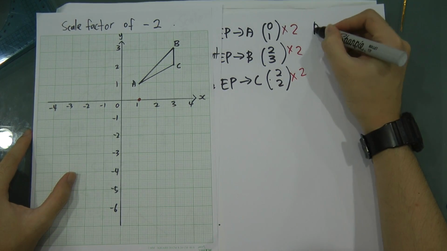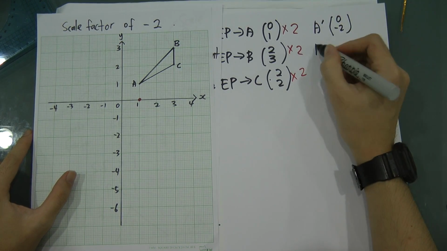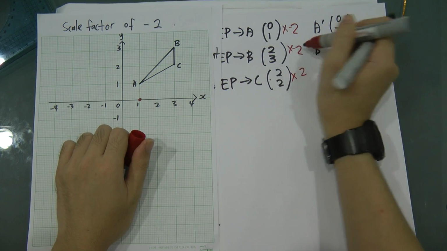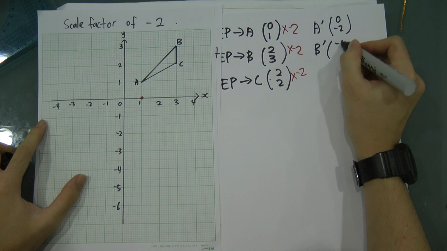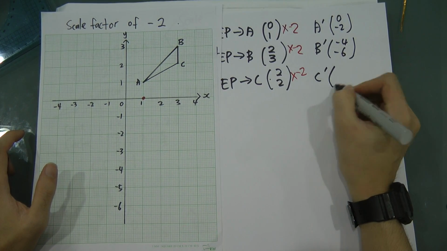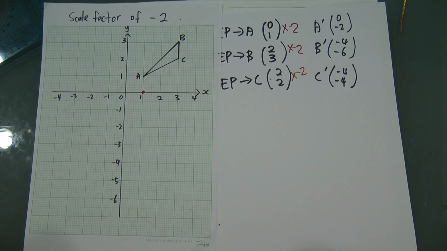So I can find my A image will become 0, -2. B image, oh sorry, not multiply 2, it's multiply -2, -2, -2. And my B will become -4, -6. And then my C will become -4, -4. Then I start to plot it.